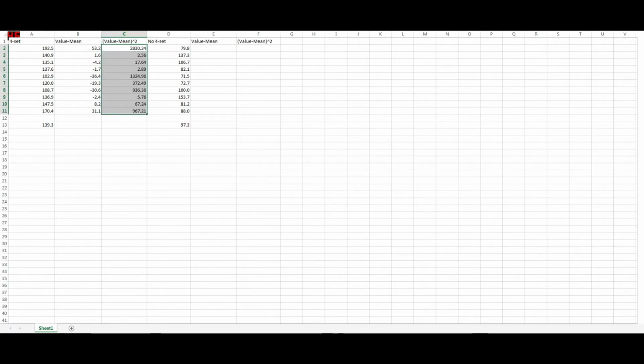We work out an average first of all, sorry, and then we're going to square root that, and that gets us our standard deviation. And we're going to do that for both sets of data.